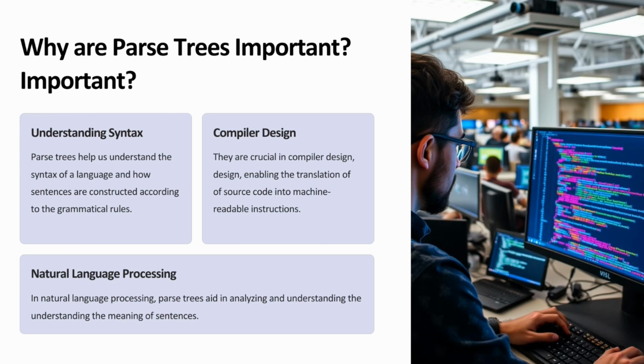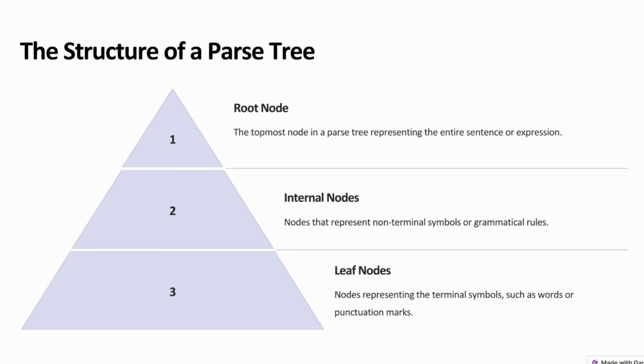Slide 2. Importance of parse trees. Parse trees are crucial for understanding syntax, enabling the analysis of how sentences conform to grammatical rules. They play a vital role in compiler design by converting source code into machine-readable instructions and are equally important in natural language processing (NLP) for interpreting the meaning of sentences. Slide 3. Structure of parse trees. Parse trees consist of three components: the root node, representing the entire sentence or expression, internal nodes, corresponding to grammatical rules or non-terminal symbols, and leaf nodes, which are terminal symbols like words or punctuation.